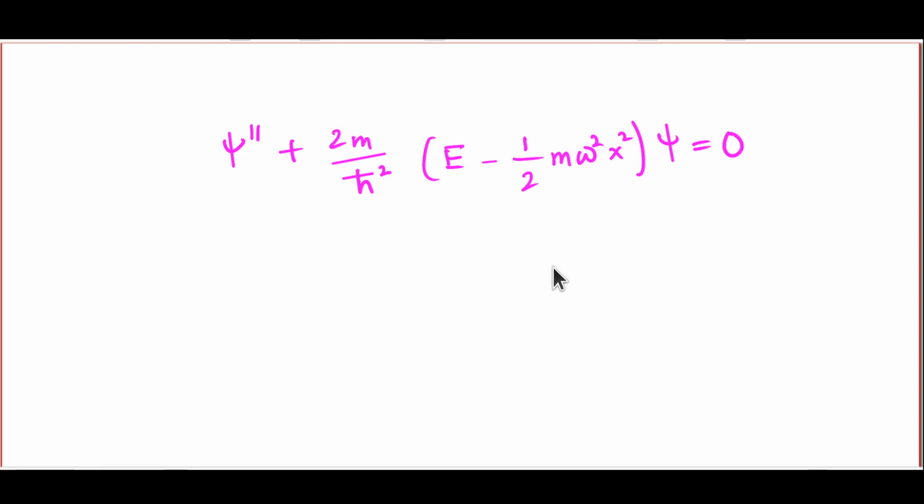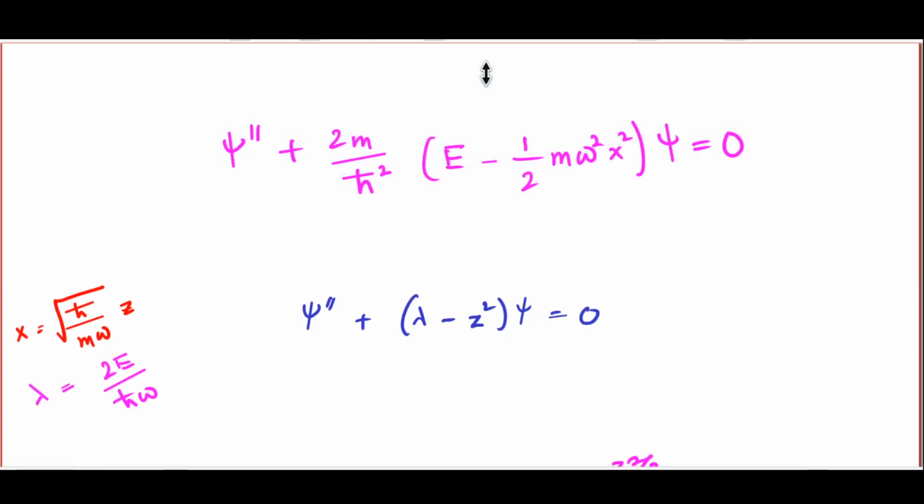Now, in the last lecture, what we first learned is that we would have to declutter this equation by changing variables. With this change of variables, x defined as root over h cross by m omega times z, and lambda just being a shorthand for twice E by h cross omega, this differential equation became a rather uncluttered version. The same equation, it just looks neater now. Psi double prime plus lambda minus z square psi equals 0.